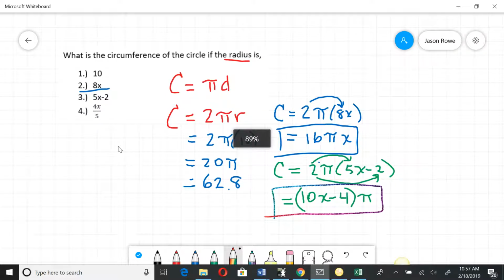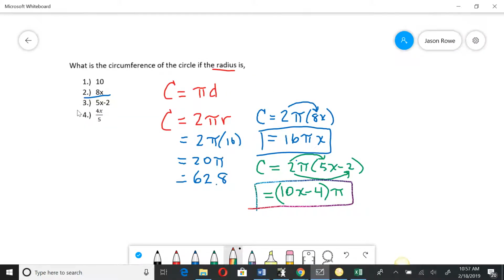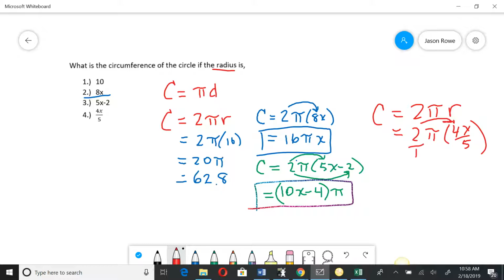And so our last example here: what happens if you're given a fraction like 4x over 5? So 2 pi r, I'm just going to replace r with 4x over 5. And really, there's nothing I can do except multiply numerators and make that a fraction. 2 times 4 is 8x, so I'll have 8x over 1 times 5, which is 5, and then I'll just put pi outside, and that is it.